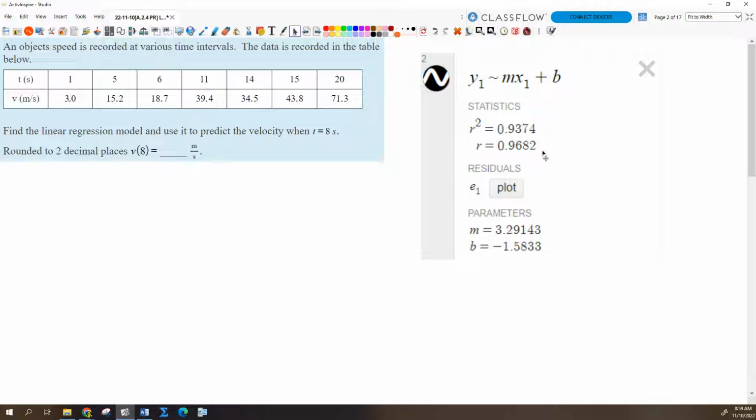Now, if it were doing the opposite, if this object were slowing down and as time increased, the speed decreased, then R would have been negative. That would have been negative correlation. They're moving in opposite directions. Okay, so that's what that R means. That's the correlation coefficient. Let me make a note of that.